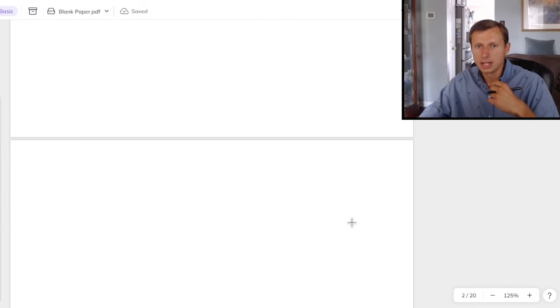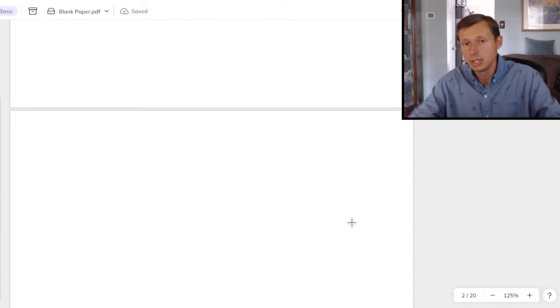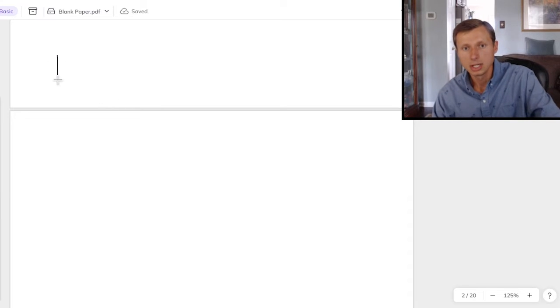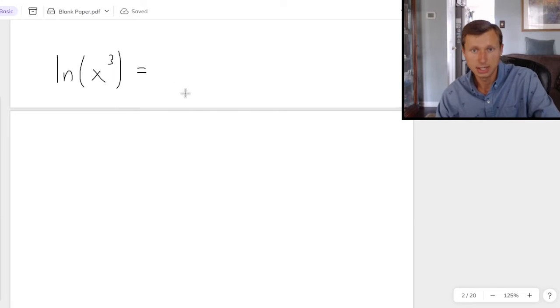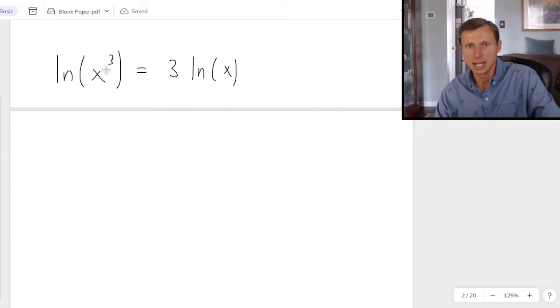And then finally, the last property, maybe you don't remember this one, this is the power property. So for instance, if I have the natural log of x cubed, I can rewrite this, and again, this is not a derivative, although it's going to look like the power rule. I'm going to rewrite it as 3 times the natural log of just x. In other words, you can move your exponent out in front.